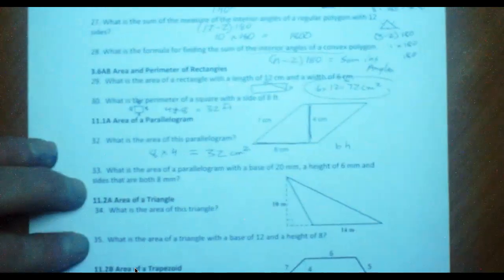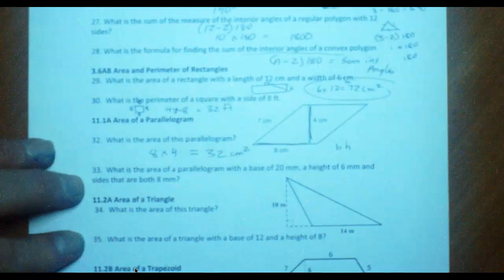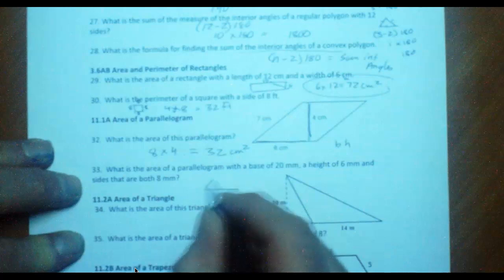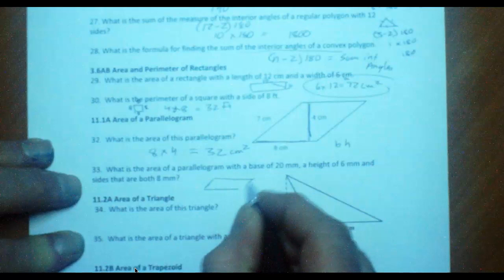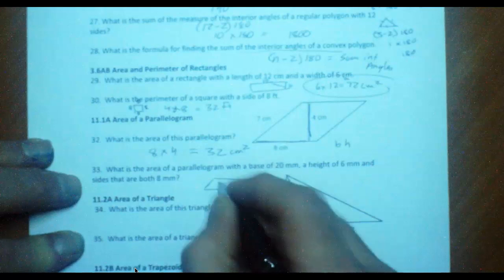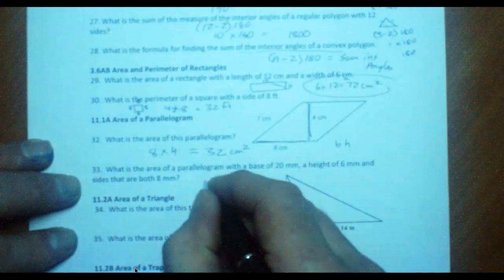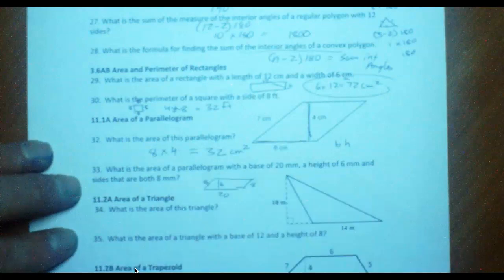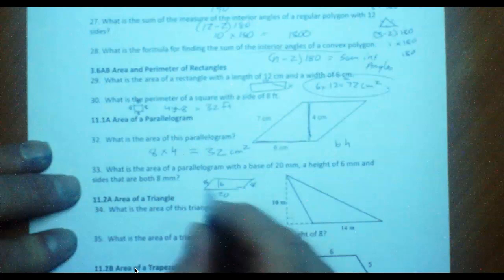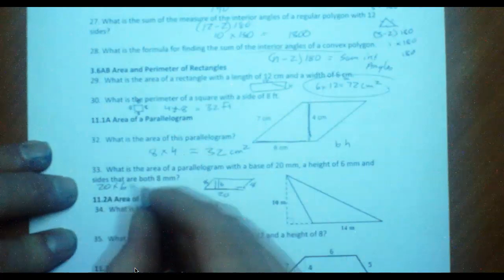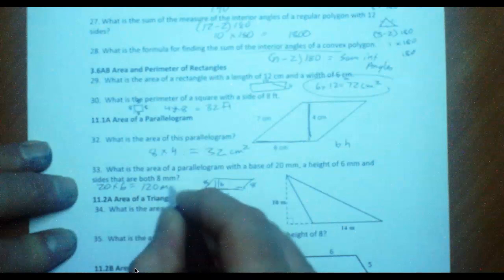Okay, what is the area of a parallelogram that has a base of 20? Draw one here, and a height of 6. So here's 20, here's my height is 6, and it has sides that are both 8, so the sides over here are 8. Well, the sides don't matter, they're just a distractor. Just multiply 20 times the 6. 20 times the 6 equals 120 millimeters squared.